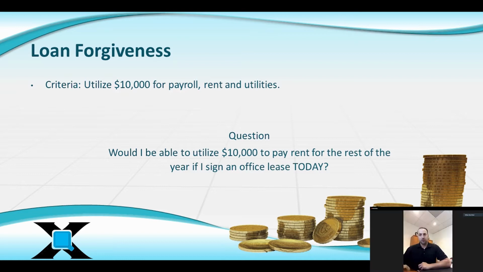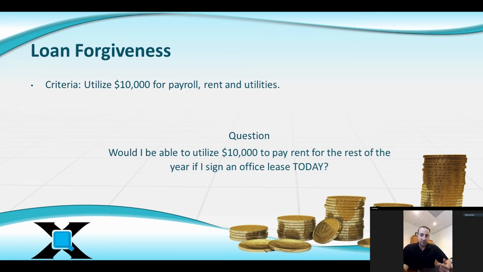So unfortunately, no. If you have paid rent pursuant to a lease in force before February 15th, 2020, you are able to deduct that rent expense. But if your lease agreement starts on February 16th, 2020, you are disqualified from using these funds to offset the rent costs.